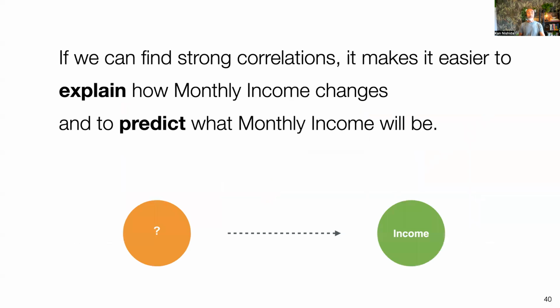Okay, so if we can find strong correlations, it makes it easier for us to explain how monthly income changes. Basically, we can explain the logic behind it, like what matters in deciding monthly income. But not only explaining, we can also predict what the monthly income will be.